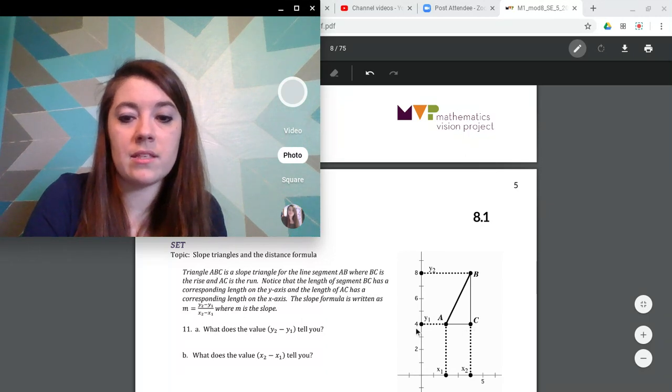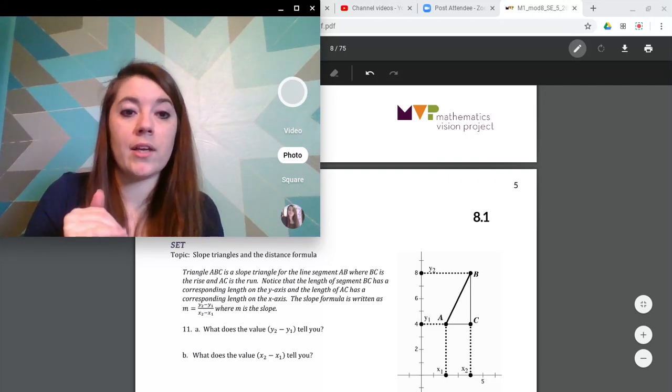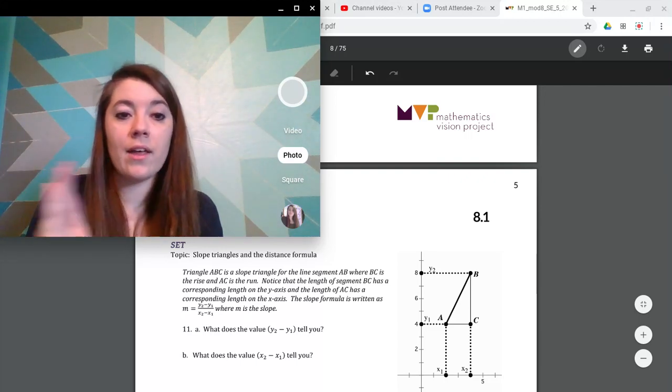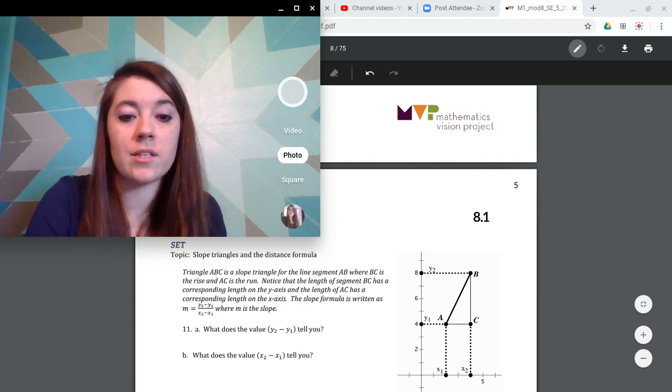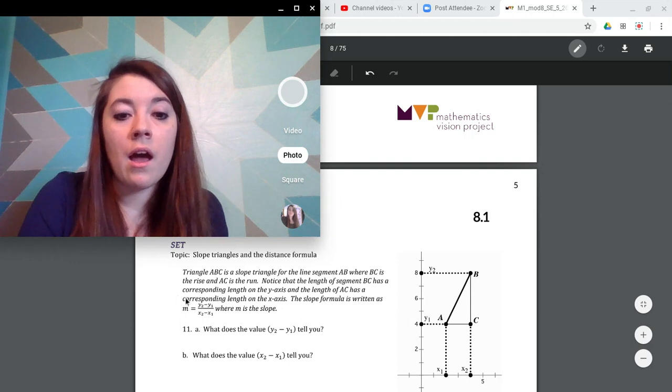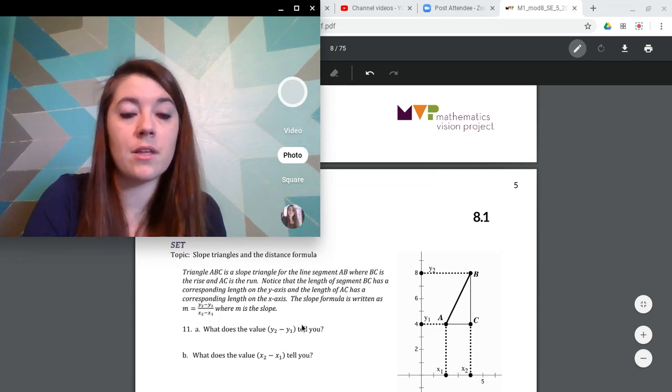So we've got these values here. We've got y2 and we've got y1. And then for AC, we've got x1 and x2 because these two are both dealing with x values. These two are both dealing with y values because our rise is our vertical. So it's only the y values that are changing. The x value is the run, and it's only dealing with x values. So that's why it's just x1 and x2. And so the slope formula is written as m equals y2 minus y1 over x2 minus x1, where m is the slope.